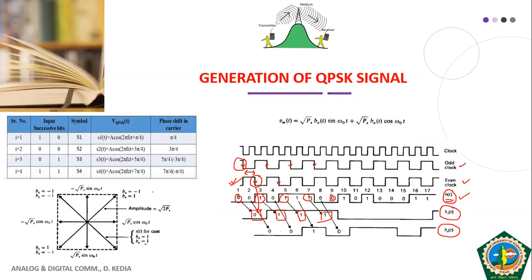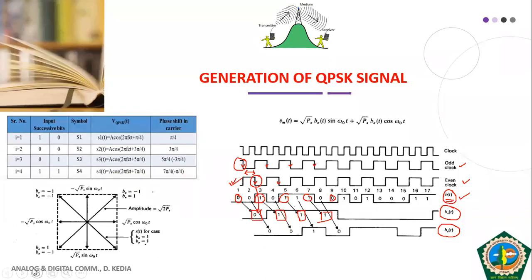Okay, so this is how, with the help of a D flip-flop, we are able to extract the even numbered bits and odd numbered bits. I hope you are now clear about the extraction of these bits.